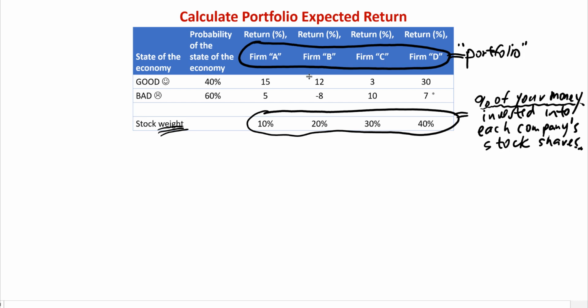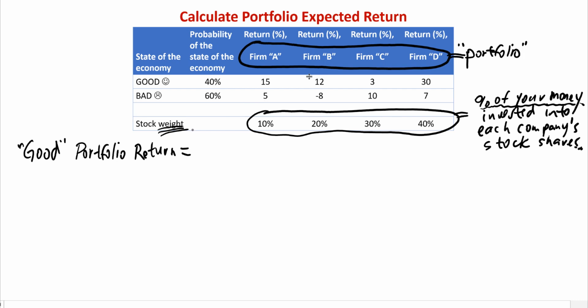There are a couple of different ways. Let's look at the first method. Let's look at the good state, right? So we can calculate, if the good year takes place in the future, let's say next year, then what will be the portfolio return in this case? Portfolio return.